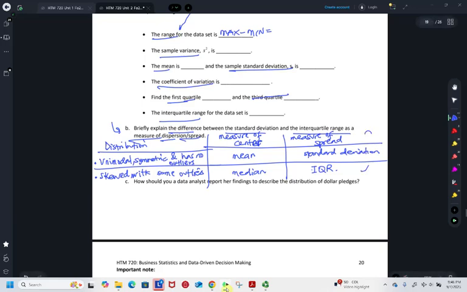How can we use this? Well, here's question C. How should a data analyst report our findings to describe the distribution of dollar pledges? Well, that will depend on the characteristics of the distribution. So I'm going to draw a histogram and see what that distribution looks like, and then choose the appropriate measure of center and spread. Let's go back to StatCrunch.